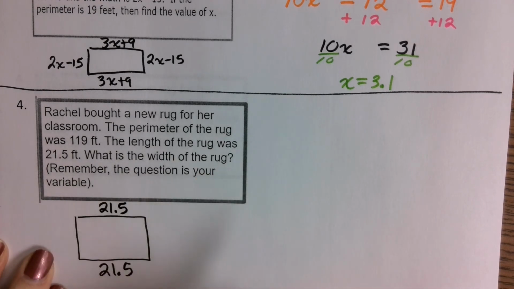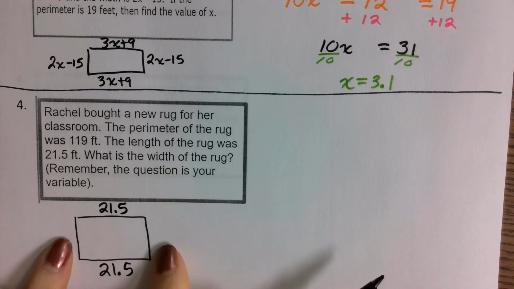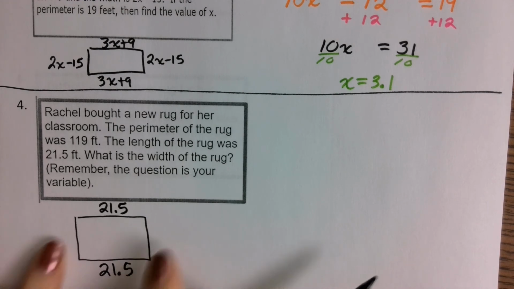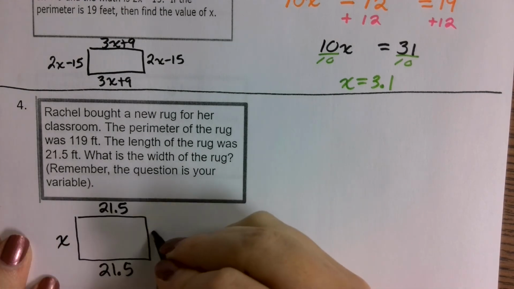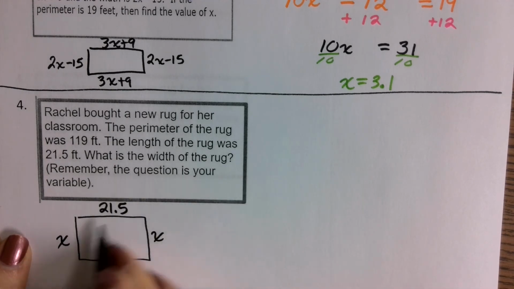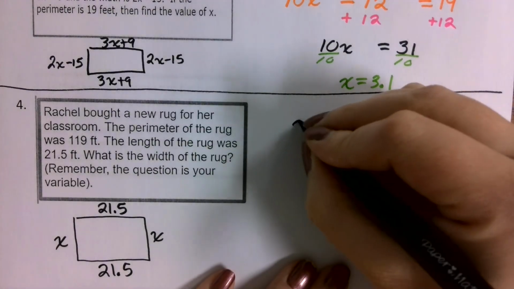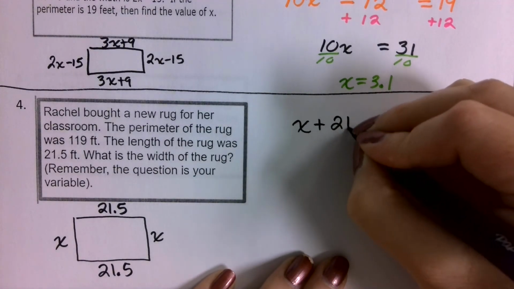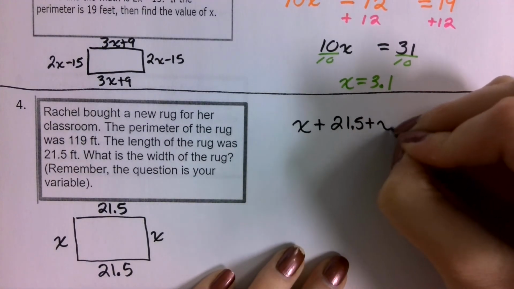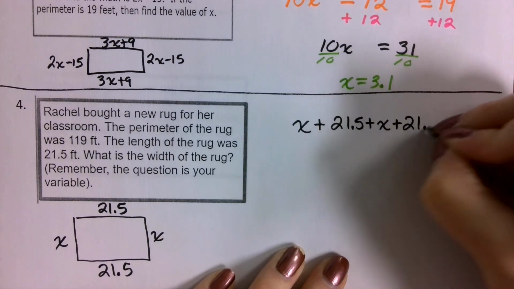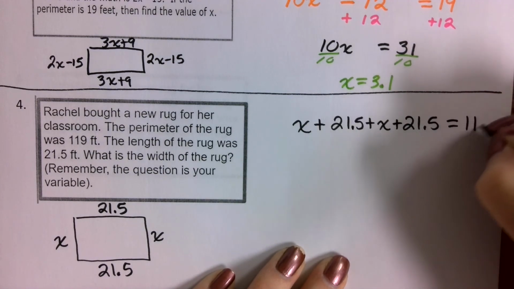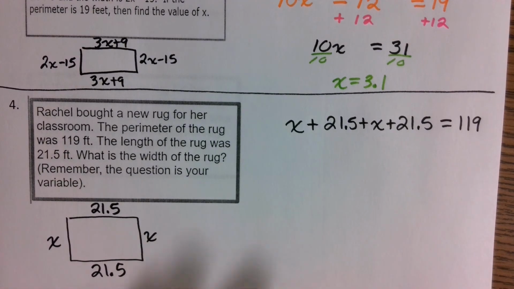They want to know what the width is. Do we know what the width is? No. So what do we put? X. So we have X here and X here. And if I add all of this together, it's going to equal 119. So I'm going to do X plus 21.5 plus X plus 21.5, and that's equal to 119. Okay, these are all just the same thing. It's a perimeter problem. You add all the sides together and it equals the perimeter.